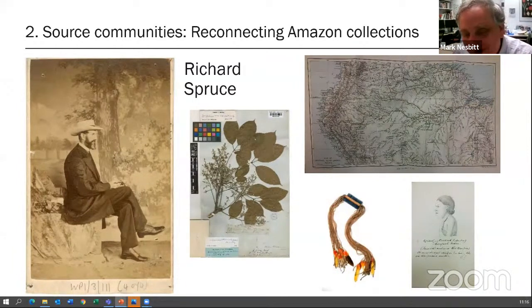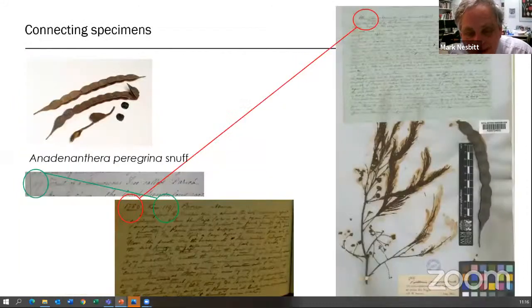He collected about 300 ethnobotanical objects that are the subject of our current project. He took very detailed notes, notebooks, he wrote a lot of letters. He did the first portraits of named people in the Amazon. So he was an intensely curious and sympathetic observer of life in the Amazon.